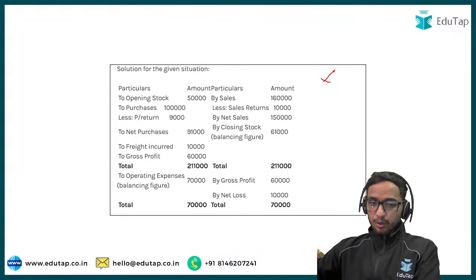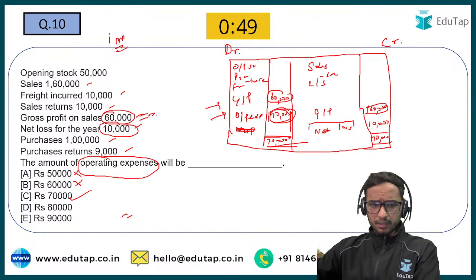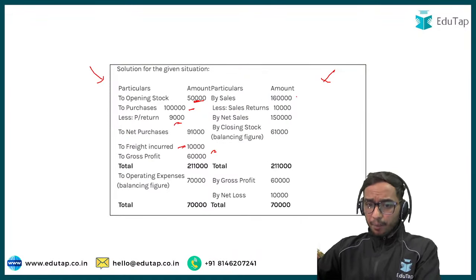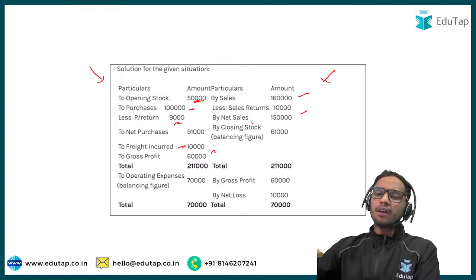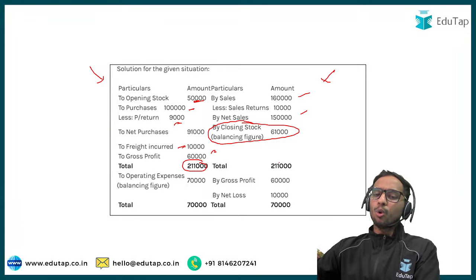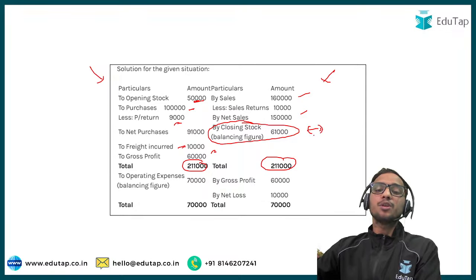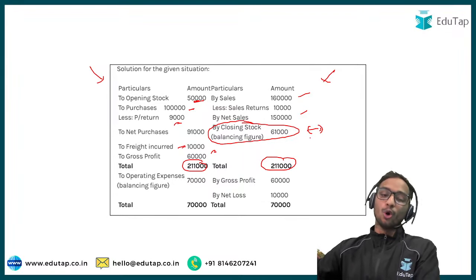Now in this you can also do it by preparing the complete picture, like opening stock you can write, purchase you can write, less purchase return you can write, and then freight incurred you can write, right? And you have the gross profit with you in this question, this 60,000 you can write as well, and sales return and net sales, then you will have the closing stock as your balancing figure, right? But then also the answer would be the same, you have just calculated the total of the trading account, it doesn't matter. Why? In this question, the question is not asking you to find out the value of closing stock, right?